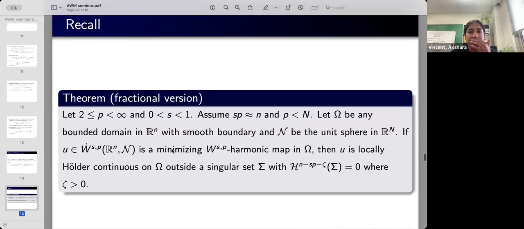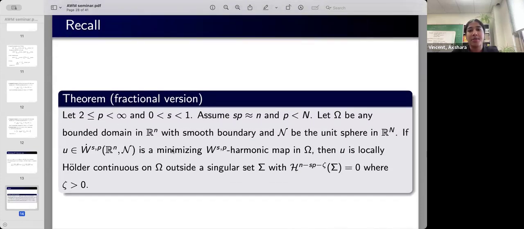And just to recall the main result, our aim is to see that if you have a minimizing WSP harmonic map, then we need to prove that it's locally Hölder continuous outside a singular set. So here, let me point out the assumptions on S and P. We take any P greater than or equal to 2 and less than infinity, and S between 0 and 1. And we have this additional assumption that SP is close to n. I'll talk about this when I discuss the proof.